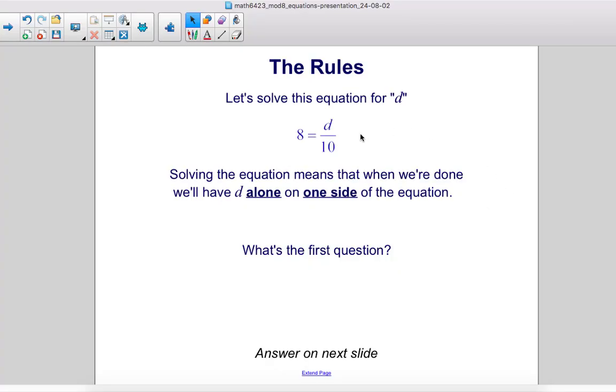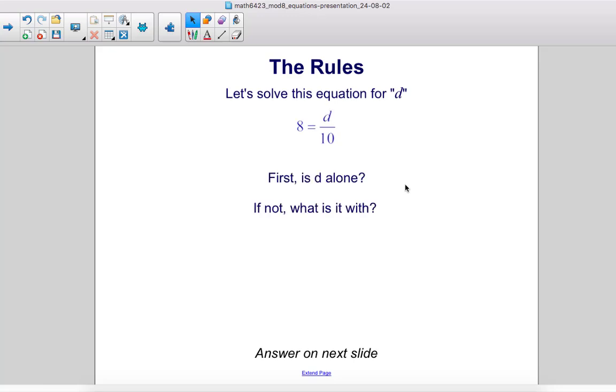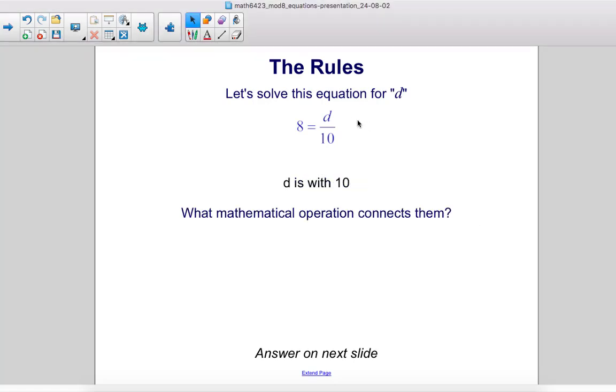Let's solve this equation for d. Solving the equation means that when we're done, we'll have d alone on one side of the equation. What's the first question? First, is d alone? If not, what is currently with it? D is currently with the number 10.